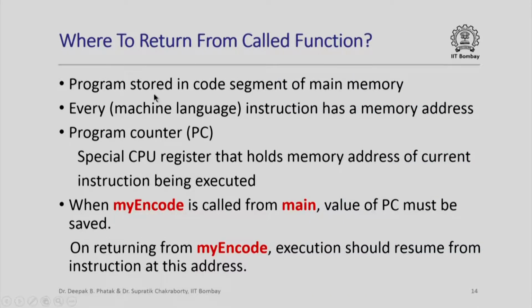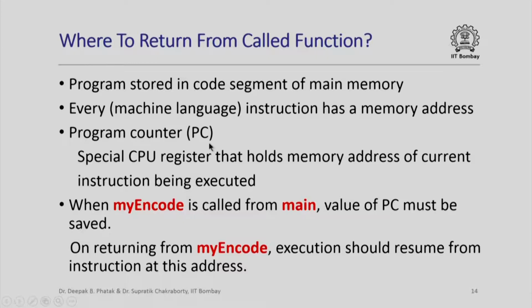Now that you know that a program is actually stored in a part of main memory, it is easy to see that each instruction of the program, which is stored in some location of main memory, will also have a memory address. And inside a computer, in the CPU, we use a special register called the program counter that always holds the memory address of the current instruction being executed by the computer.